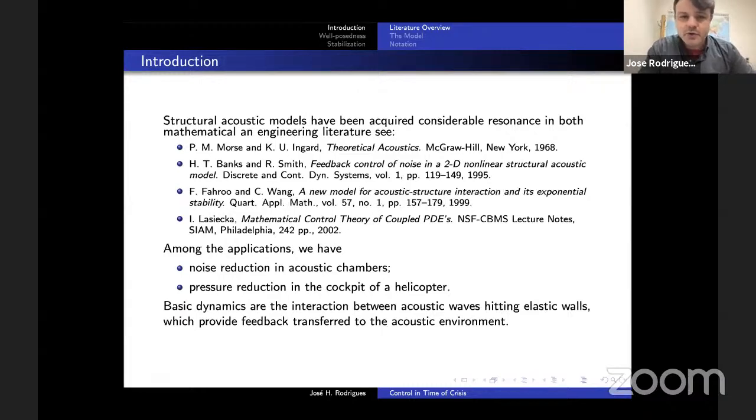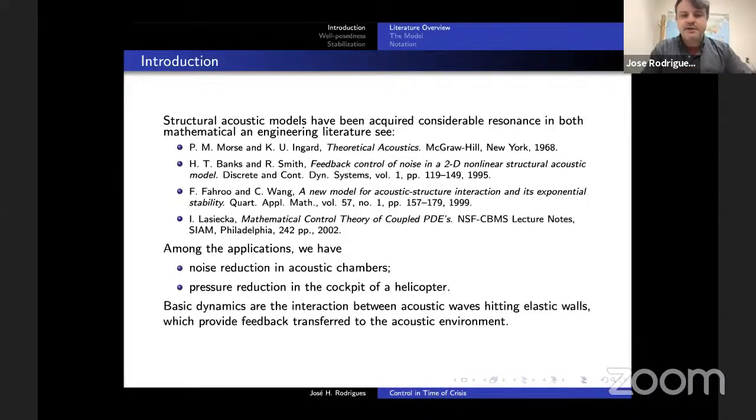So basically, our model is of this kind. It has a lot of applications, and among them, I'd like to mention, for instance, noise reduction in acoustic chambers, and also pressure reduction in the cockpit of a helicopter.